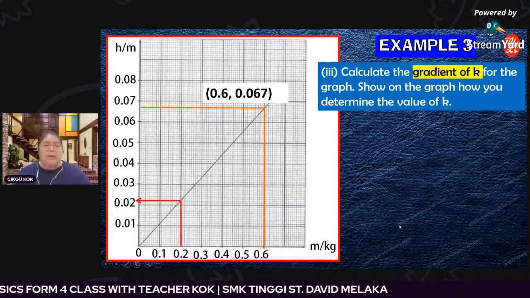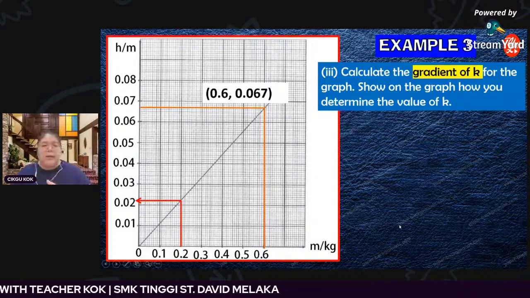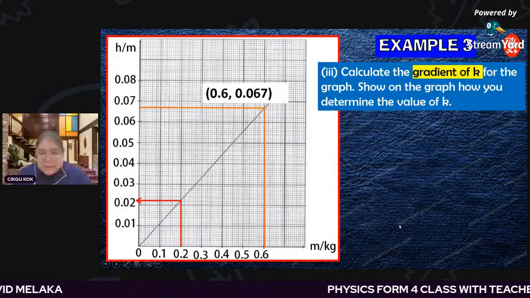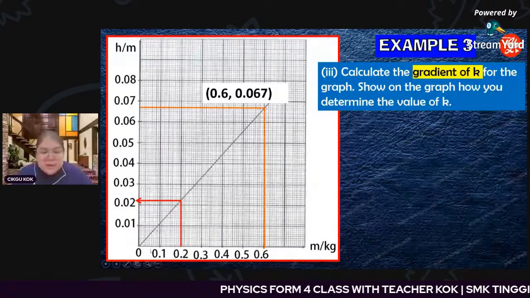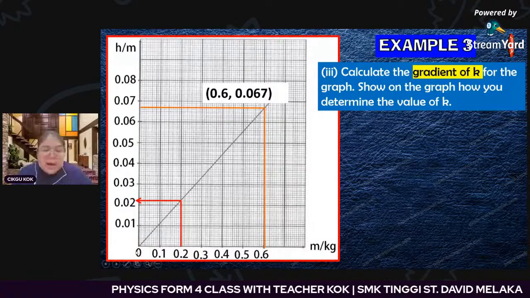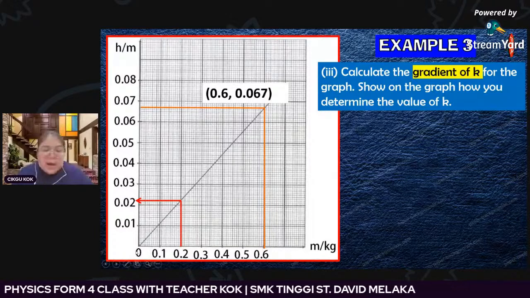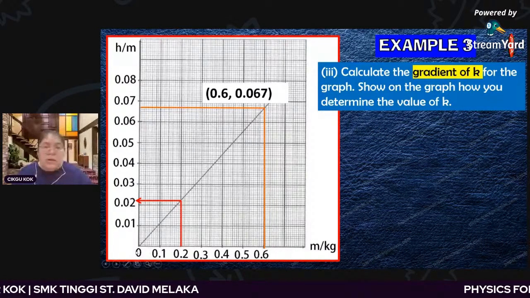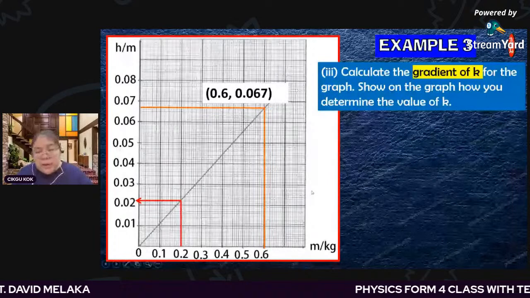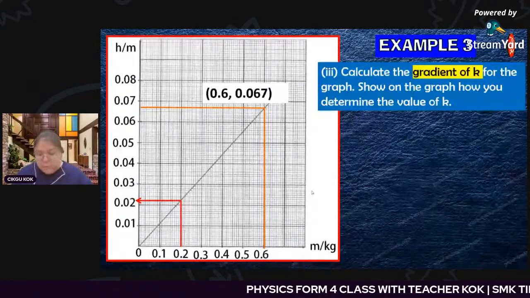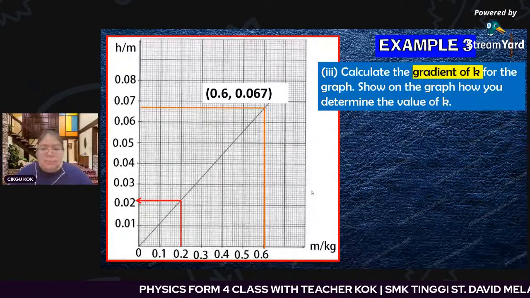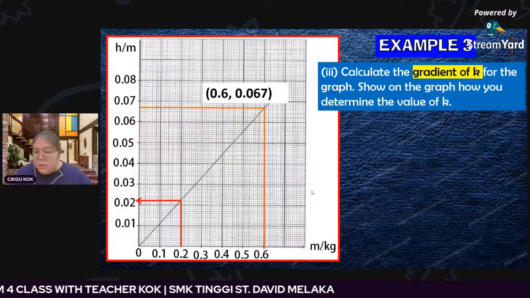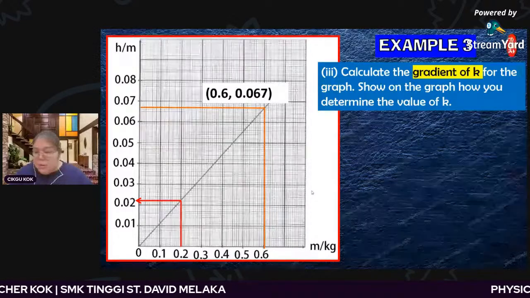So I tell you, my coordinate for this point is 0.6 for the x-axis and 0.067 for the y-axis. I start from 0, so that means I take 2 points. First point, this one. Another point is the origin, 0, 0. So can you count for me what is the gradient? I want to know the gradient. Okay, start now. You can press your calculator already. Straightforward, do the calculation for the gradient.